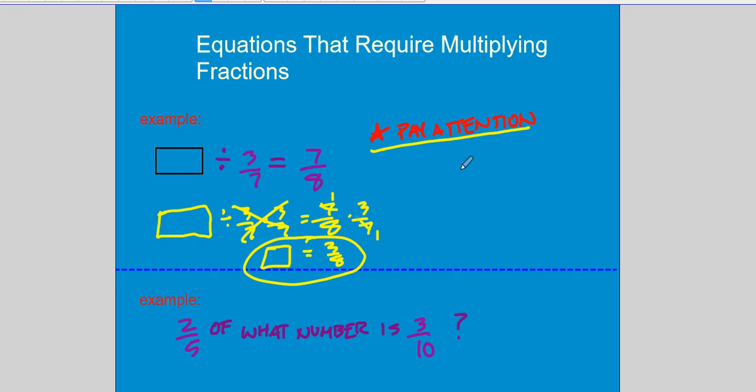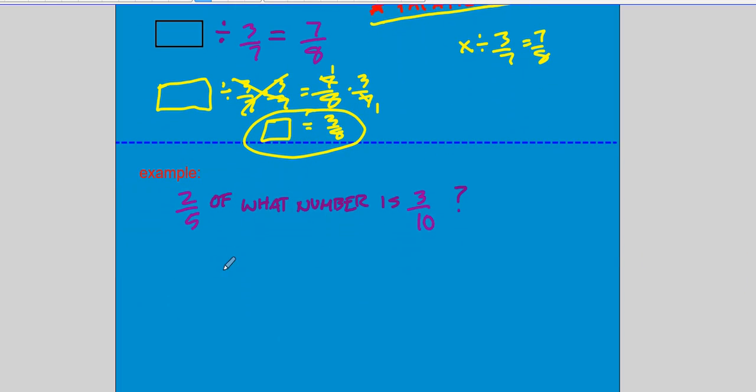So again, I'm using box here. Usually we use like an X, same thing. Like that. Box and X, same thing. It's an unknown. It's what you're trying to find. Okay, then the last example here.